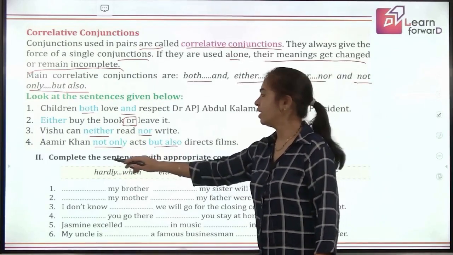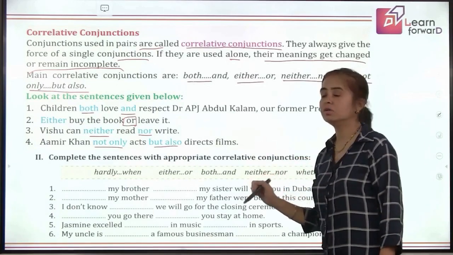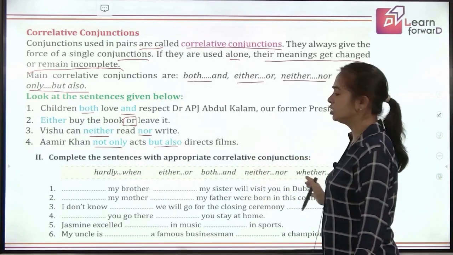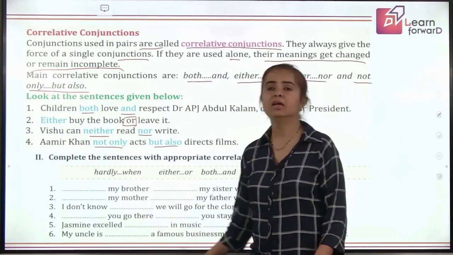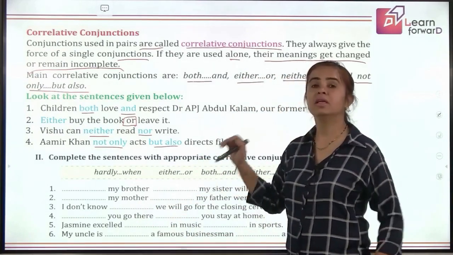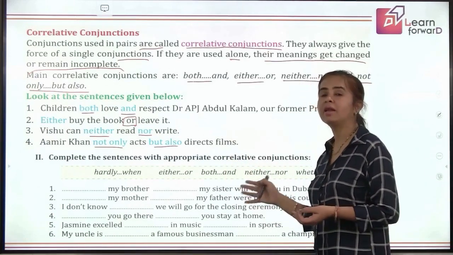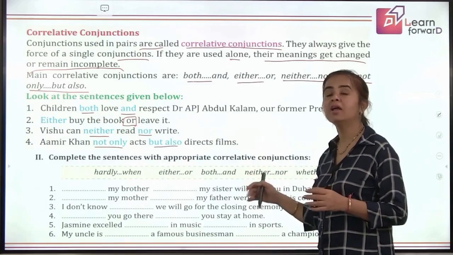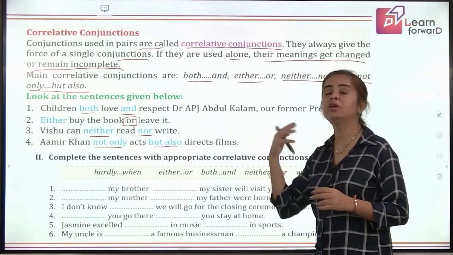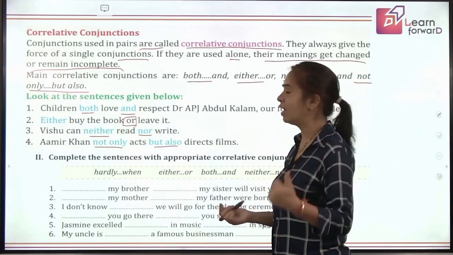So here we have an exercise. Complete the sentences with appropriate correlative conjunctions. Children, here we have 5 correlative conjunctions, but you have 6 sentences, and some of them can also be replaced. We can use more than one at a place, and we can also use the same at 2 different blanks. So they can be exchanged also. It's not only the one answer that you get.